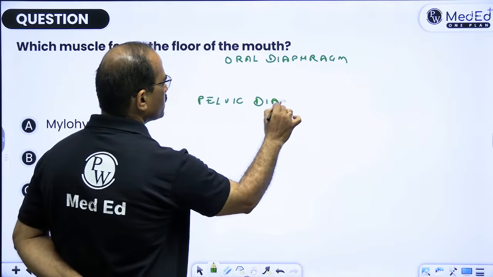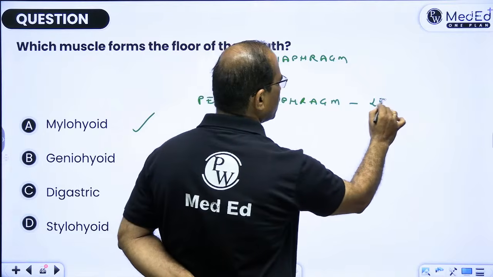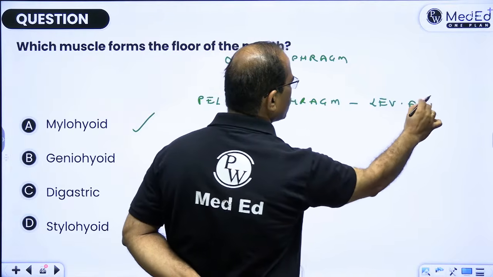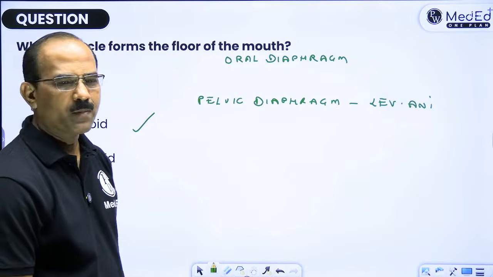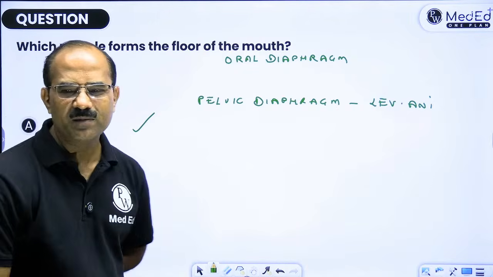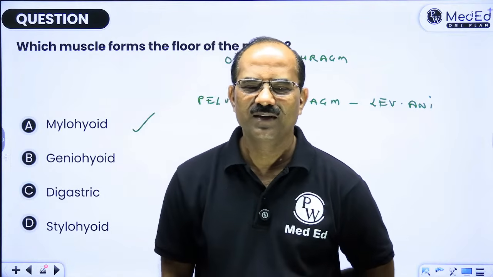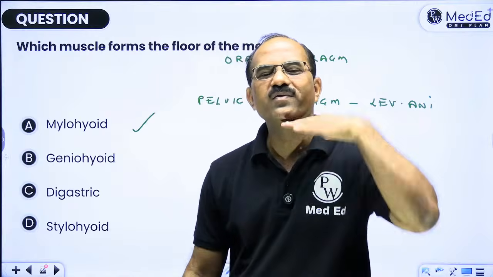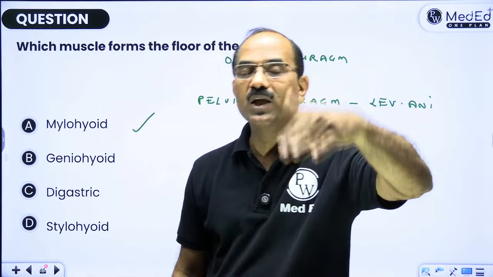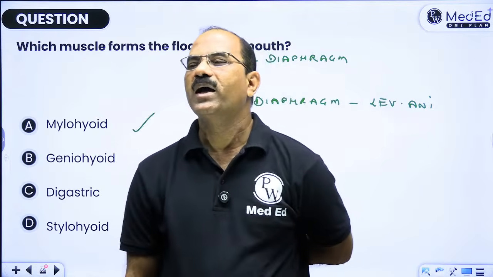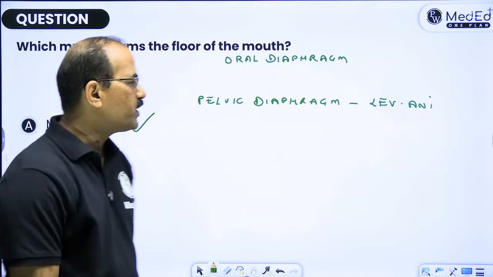You tell me pelvic diaphragm. Pelvic diaphragm is formed by whom? That's the levator ani. Levator ani forms the pelvic diaphragm. Geniohyoid नहीं है बच्चे. Subha, it's not geniohyoid. Nikhil, it's not digastric. Floor of the mouth is the oral diaphragm and the floor of the mouth is formed by mylohyoid muscle. Mylohyoid is known as the oral diaphragm. Pelvic diaphragm is the levator ani.